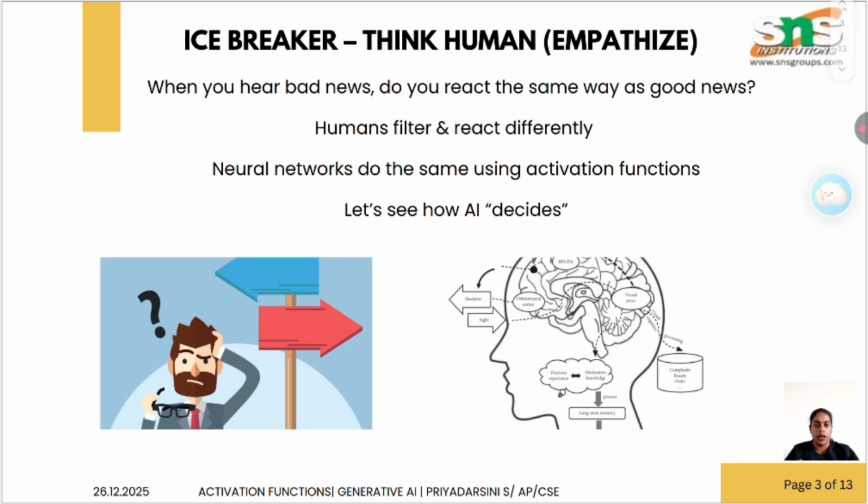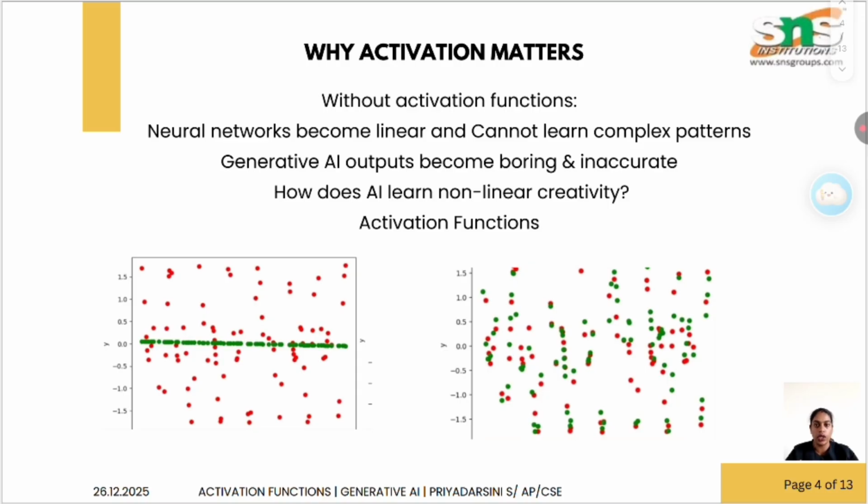Okay, let's discuss something. When you hear bad news and good news, do you react in the same way? It is not the same way we react to good news and to bad news. We will react according to the situation. Similarly, a neural network uses an activation function to filter input signals and decide how strongly the neural network should respond. So today let's discuss how this activation function is making decisions in AI.